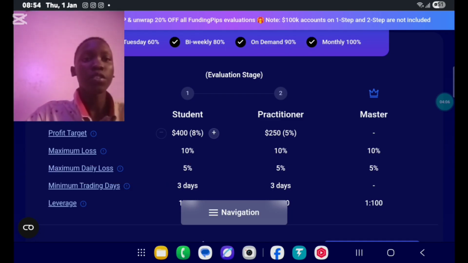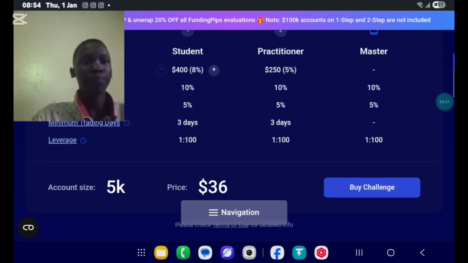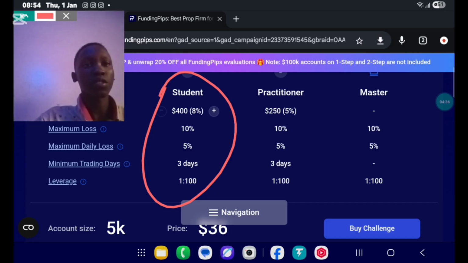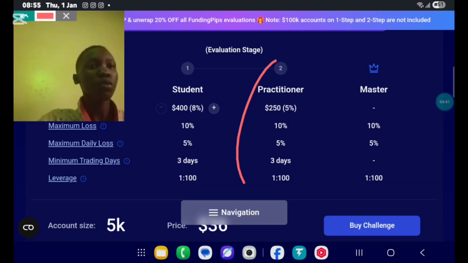A daily drawdown: you should not have a 5% daily drawdown, like you should not lose $250 in one day in a 5k funded account. Then the minimum trading days is 3 days. You can trade today, tomorrow you don't trade, the following day you trade, it all counts. Now after you are done with phase one, you go to the second phase.